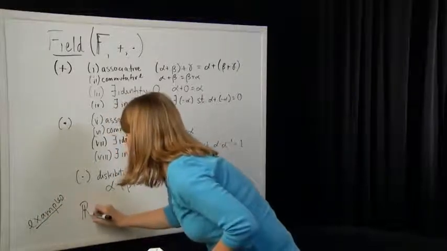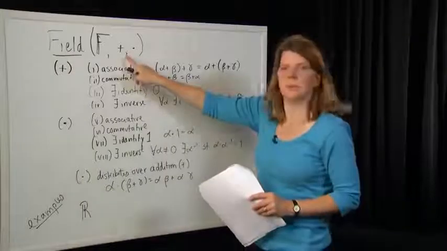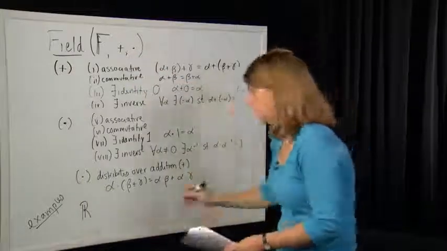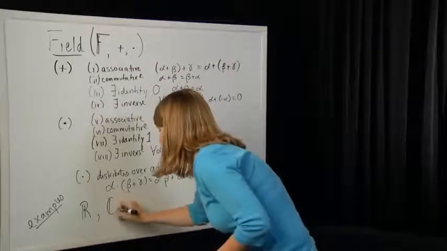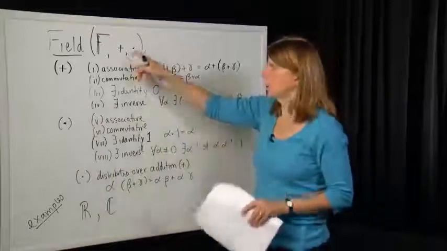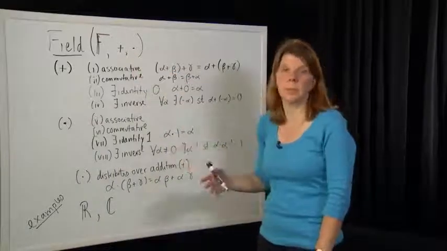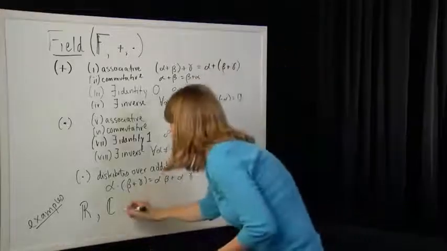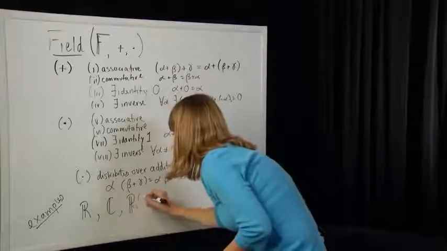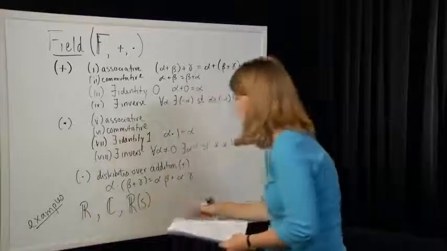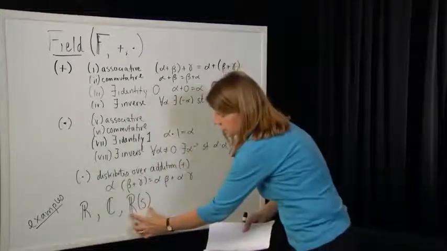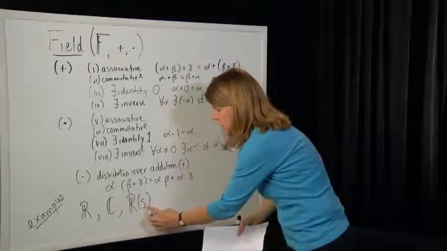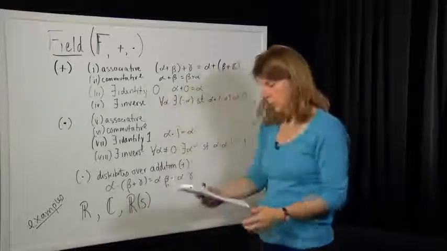The field of real numbers under the standard definitions of addition and multiplication. The set of complex numbers under the rules for addition and multiplication of complex numbers represents a field. The field of rational functions with coefficients that are real numbers. So we use this notation to represent rational functions in s whose coefficients are real numbers.